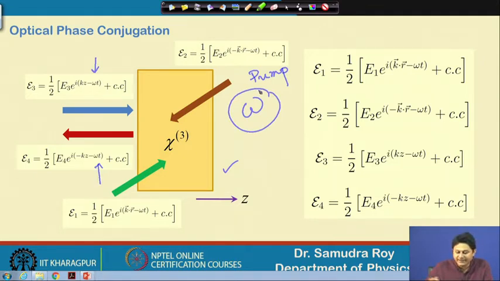So, here on the right hand side all the 4 waves are written: E1, E2, E3 and E4. E3 and E4 are moving in the z direction, so that is why they have the plane wave structure. E1 and E2, which behave as pumps, are moving in some arbitrary direction, say r.